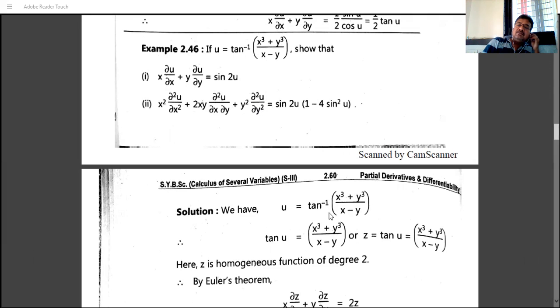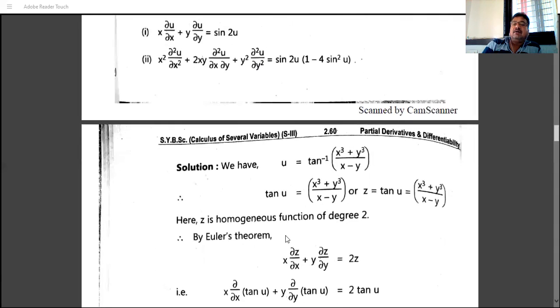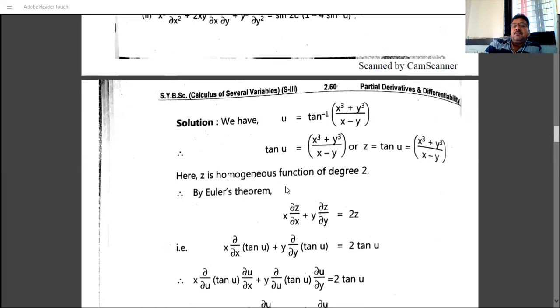So move tan inverse u to LHS, what do we have? Tan u is x cube plus y cube divided by x minus y. And suppose this function is z. We denote this function by z, that is tan u equals x cube plus y cube over x minus y. And then this z becomes a homogeneous function of degree 3 minus 1: the degree of numerator is 3, degree of denominator is 1, so 3 minus 1 is equal to 2. And therefore by Euler's theorem, x ∂z/∂x plus y ∂z/∂y is 2z. Use the notation z or f. If you use the notation f, then what do we have?